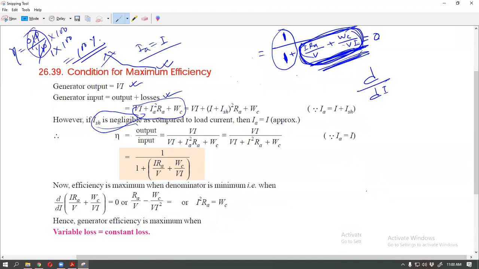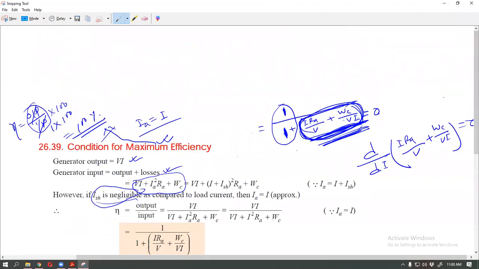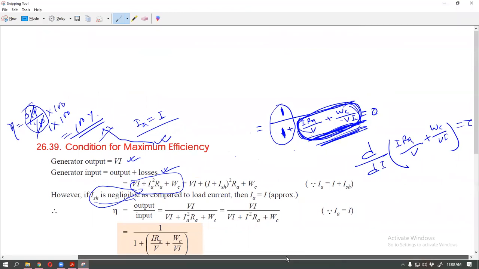This is the differentiation depending on current. d by dI of (I R A by V plus W C by V I). So this part is equal to 0. Okay, this part is equal to 0. Clear?